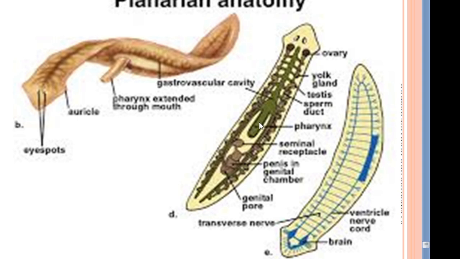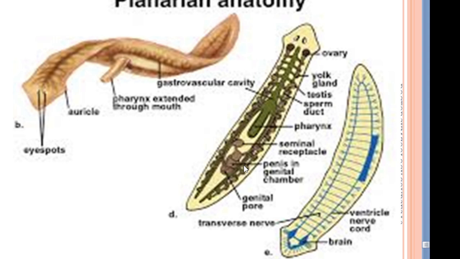And then in this picture you can see another system, which is the reproductive system. And here, each planarian is hermaphrodite. It means that it has the two organs in the same body. Okay, and you can see that it has testes and ovary in the same body.